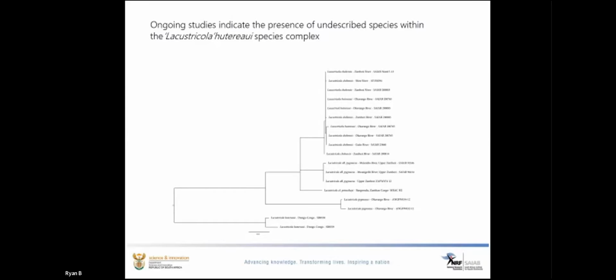Here is a preliminary tree of the Lacustricula huterari group, showing first the relationships between the species, a major genetic divergence between Lacustricula huterari from Dungu, Congo and the remaining species, and also probably indicating that there is still a new species to be described, as suggested by previous examination of morphological specimens in the collection.